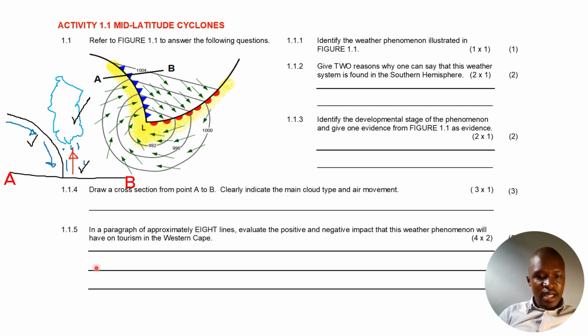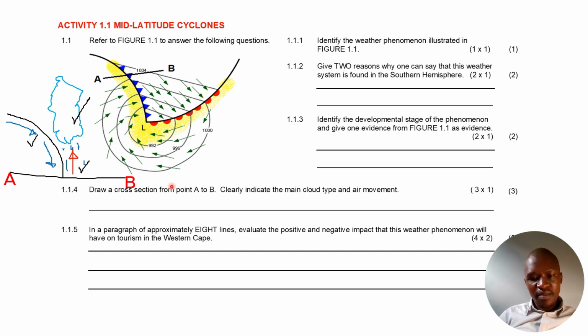1.1.5, in a paragraph of approximately 8 lines, evaluate the positive impact that this weather phenomenon will have on tourism in Western Cape. Now, this paragraph is looking for both positive and negative, so please include both of them in your answer. Don't just focus on positive only. Don't just focus on negative only. Include both positive and negative.